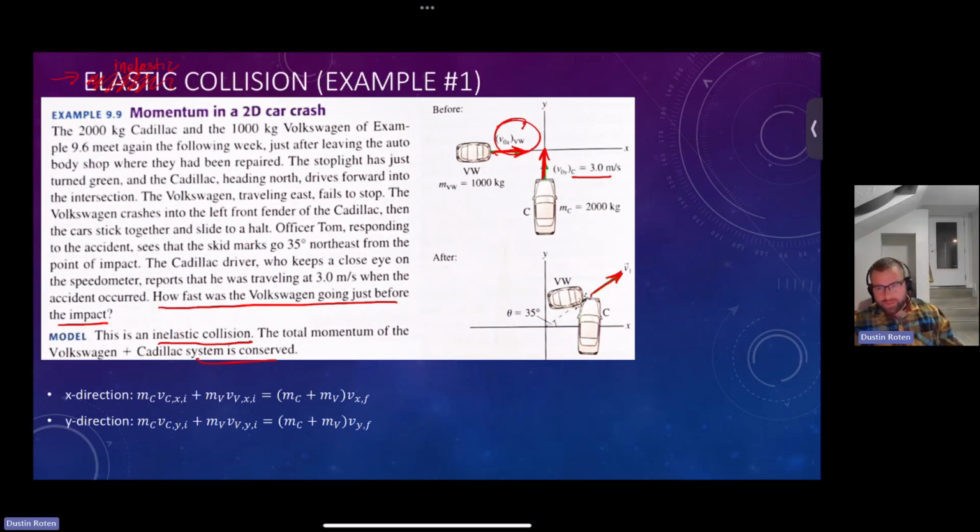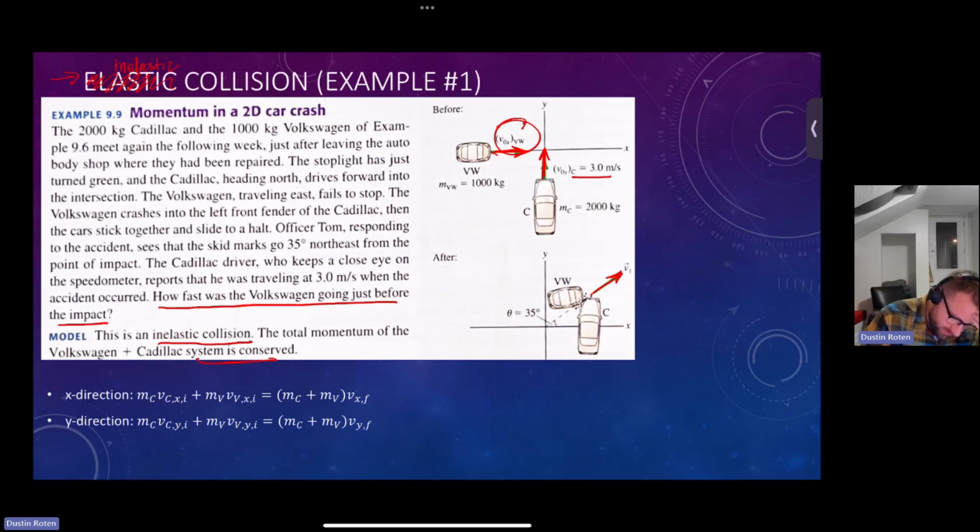Now, notice we have our two cars crashing into each other. They're sliding off at an angle, and this angle, of course, has an x component and a y component. So now we're dealing with momentum in two dimensions. So our total momentum, we could have some of it be in the x direction and some of it be in the y direction.